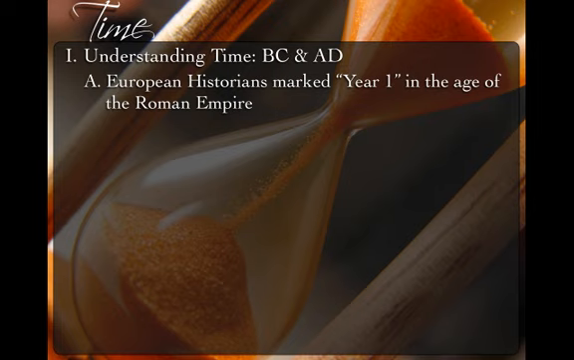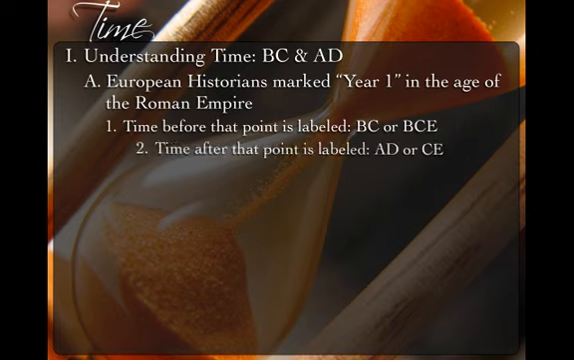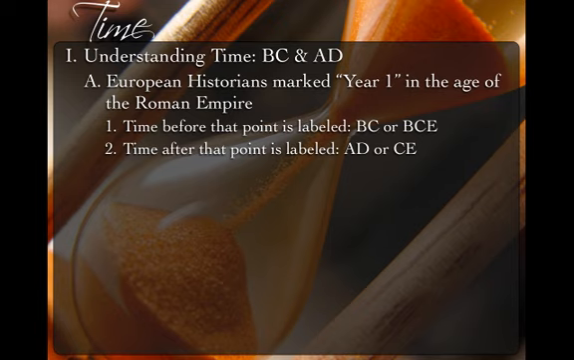So, the European historians marked year 1 at the age of the Roman Empire. Any time before this point that they marked as year 1 was known as BC, or a new concept that we'll introduce called BCE. Any time after this point they marked as year 1 was labeled as AD or CE, and we'll talk about what those mean here in a moment.